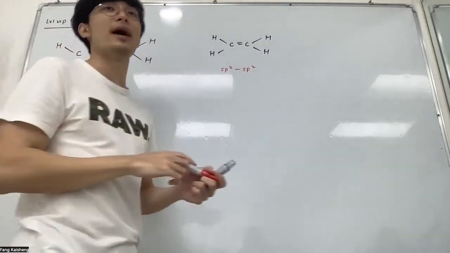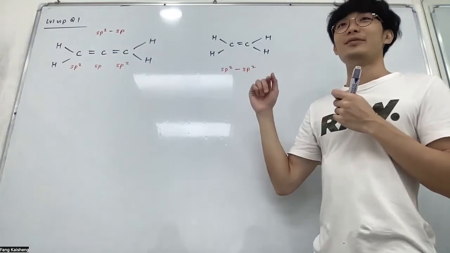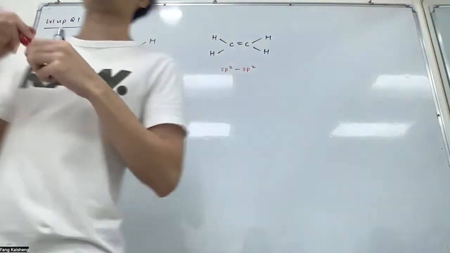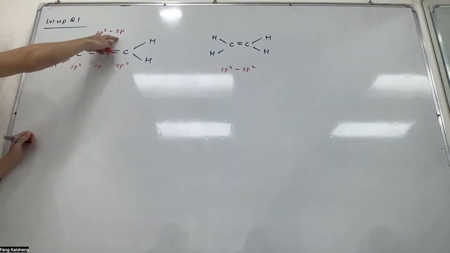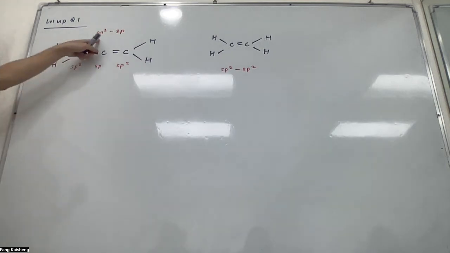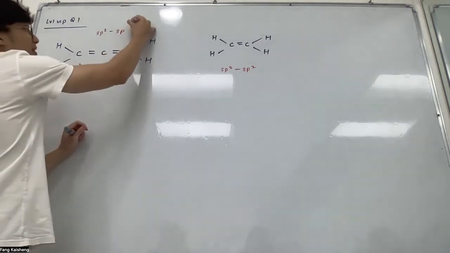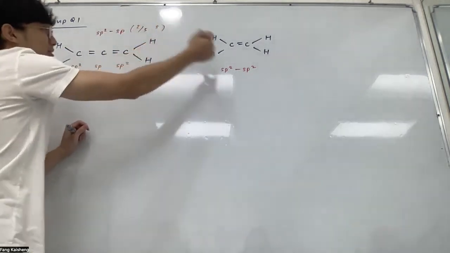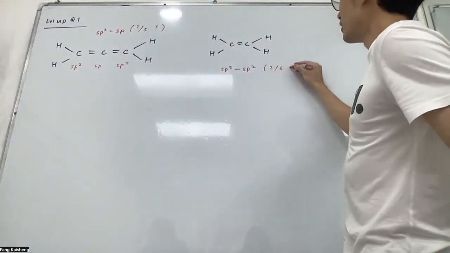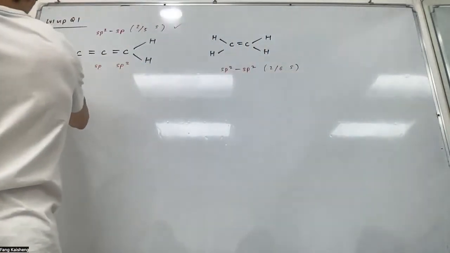Which one has more S character? Which one has a higher proportion of S? How many alphabets are there? There are 2 S out of how many alphabets in total? 2 out of 5, right? Then this one? 2 out of 6. Which one is more? This one. So this guy has a higher percentage of S character.